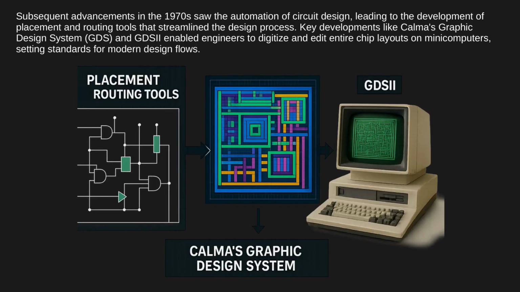Subsequent advancements in the 1970s saw the automation of circuit design, leading to the development of placement and routing tools that streamlined the design process. Key developments like Calma's Graphic Design System, GDS, and GDSII enabled engineers to digitize and edit entire chip layouts on minicomputers, setting standards for modern design flows.